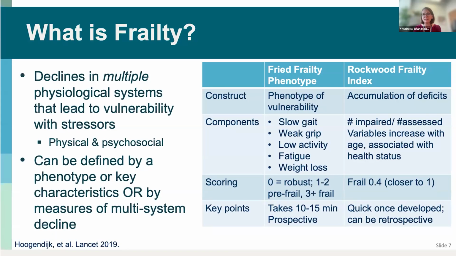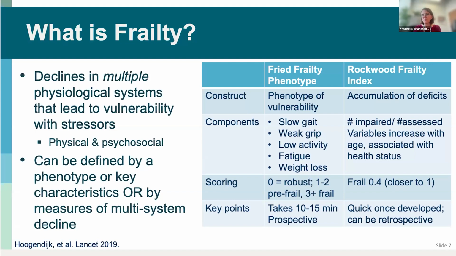Frailty can be defined by lots of different definitions. Probably the most common is the phenotypic definition, or the Fried frailty phenotype, or an index. The Rockwood Frailty Index is the one that's most commonly used, that's more of a reflection of multi-system decline. So if you look at the table on the right, the Fried frailty phenotype is really this phenotype. So what do we see when we look at someone? How do we describe their frailty?